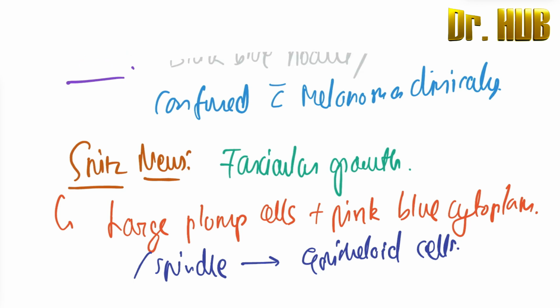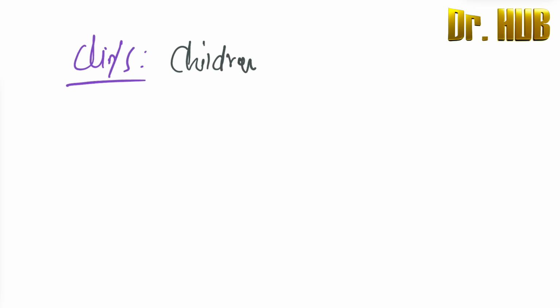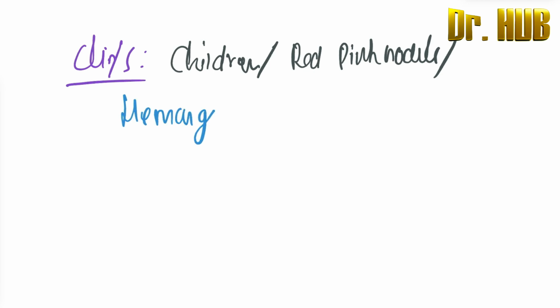Next, let's look at the clinical significance of the Spitz nevus. It commonly involves children, and presents as a red-pink nodule, often confused with hemangioma. Clinically, Spitz nevus has fascicular growth, with large plump cells with pink-blue cytoplasm and spindle to epithelioid cells.